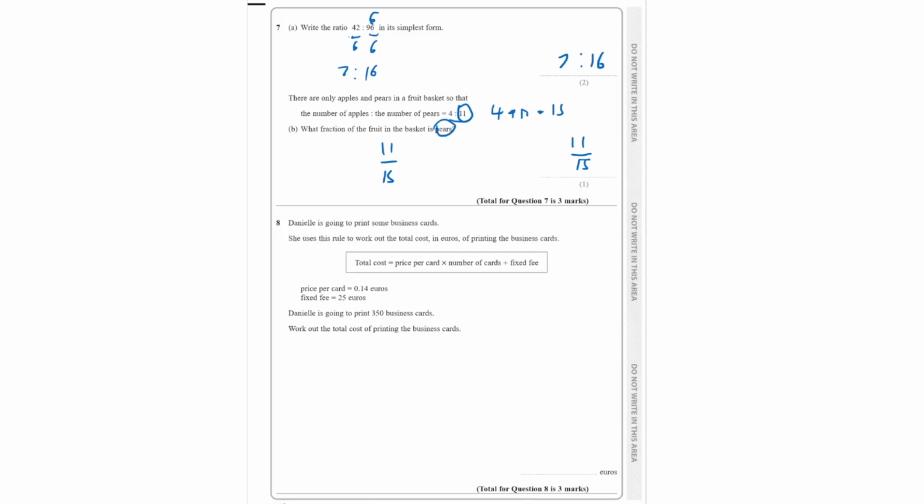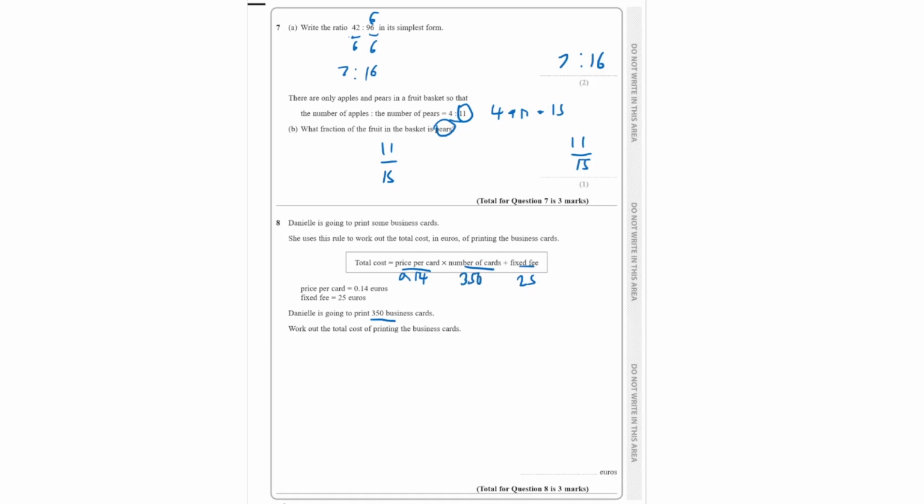Question 8. Daniel is going to print some business cards. Choose this rule to work out the total cost in euro of the business cards. Total cost is equal to price per card times number of cards plus fixed fee. Price per card is 0.14 euros. We can actually write that down here, 0.14. Fixed fee is 25 euros. Daniel is going to print 350 business cards. We can write here 350.